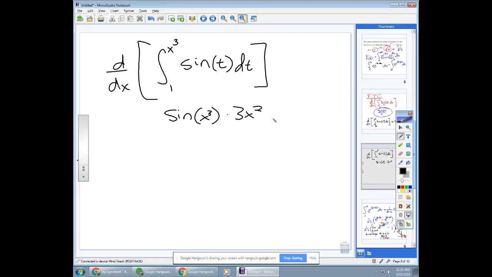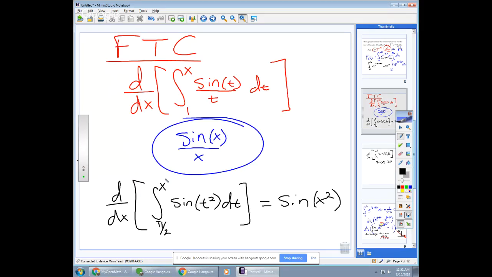Did that kind of happen in these problems here? Sort of. What's the derivative of x with respect to x? 1. So I can multiply by a 1 there if I wanted. We need to remember the definition of the fundamental theorem of calculus.